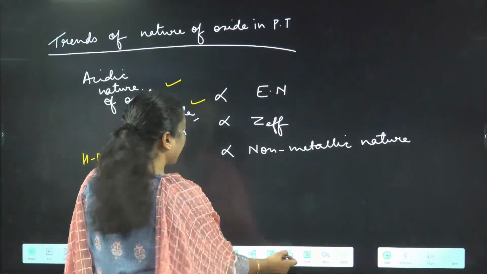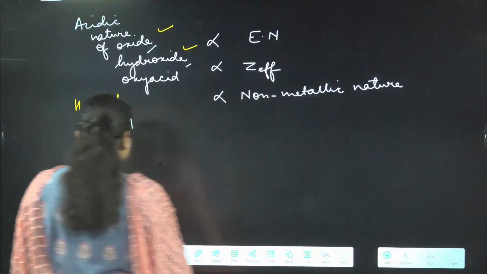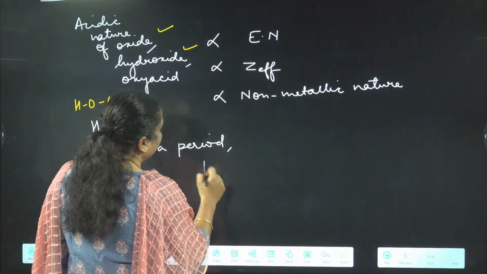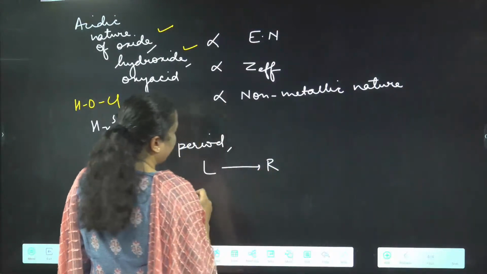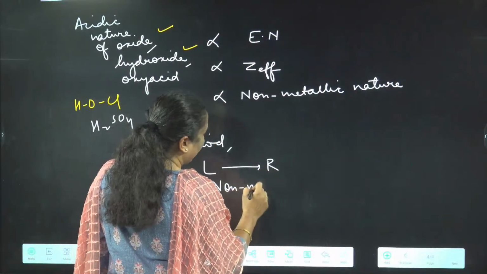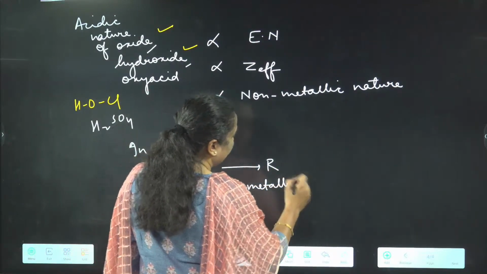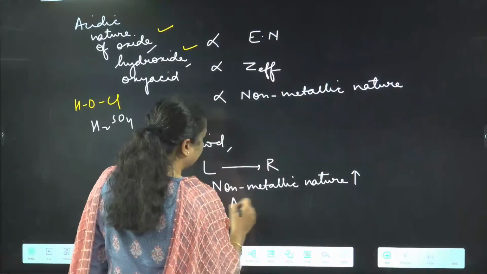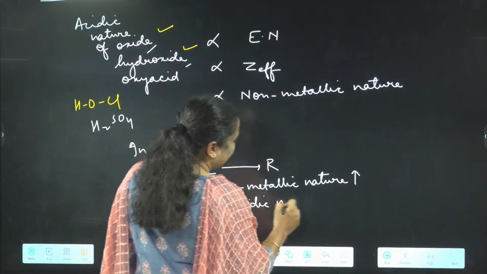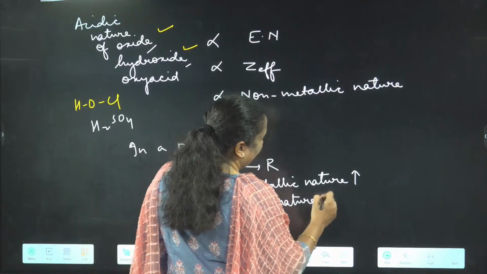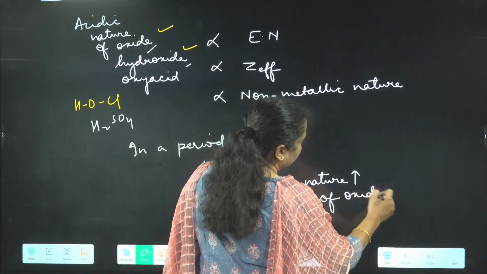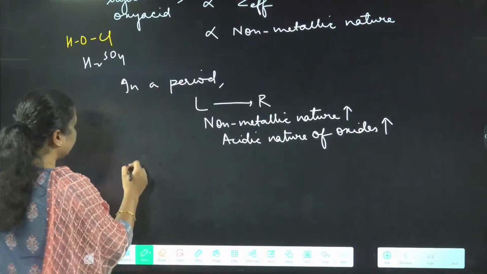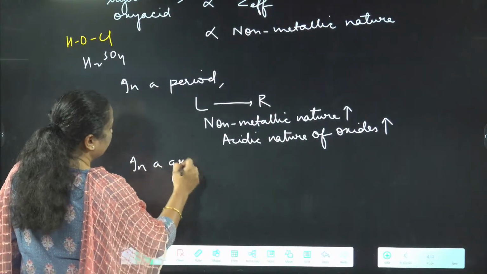Now in a period, let us see how it happens. When we are moving from left to right, non-metallic nature increases. If non-metallic nature increases, that means the acidic nature of the oxides increases.